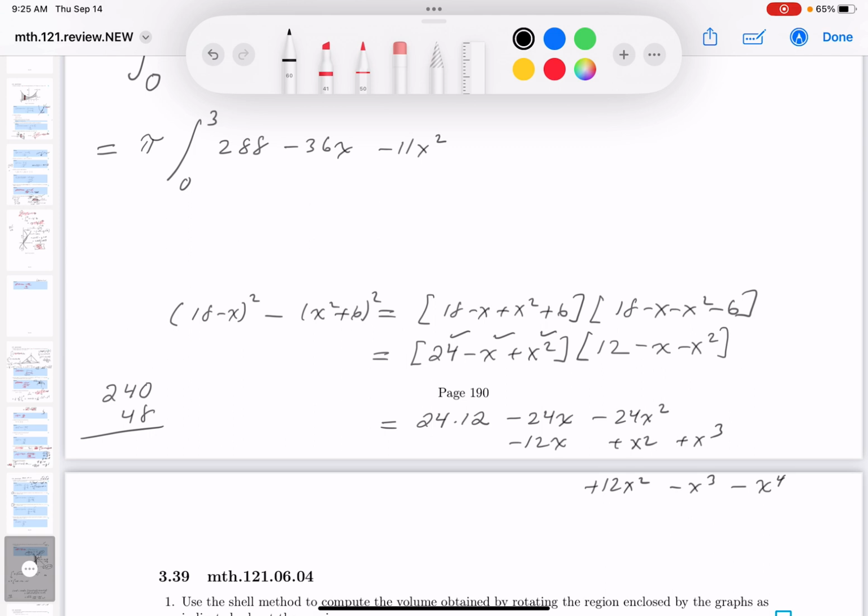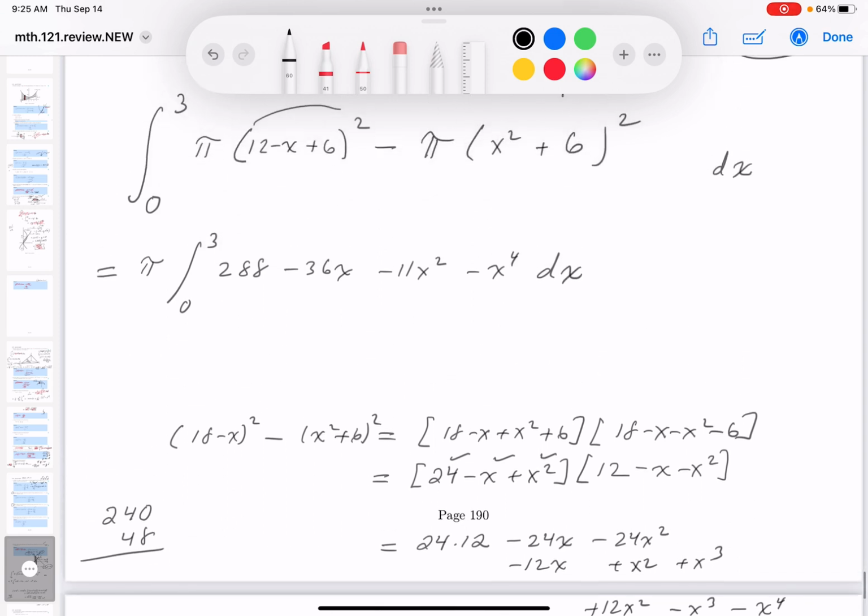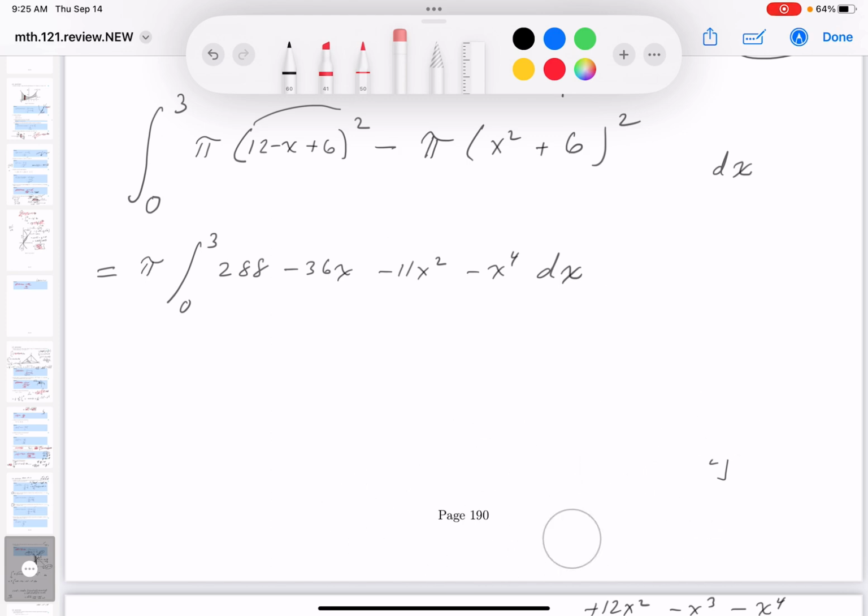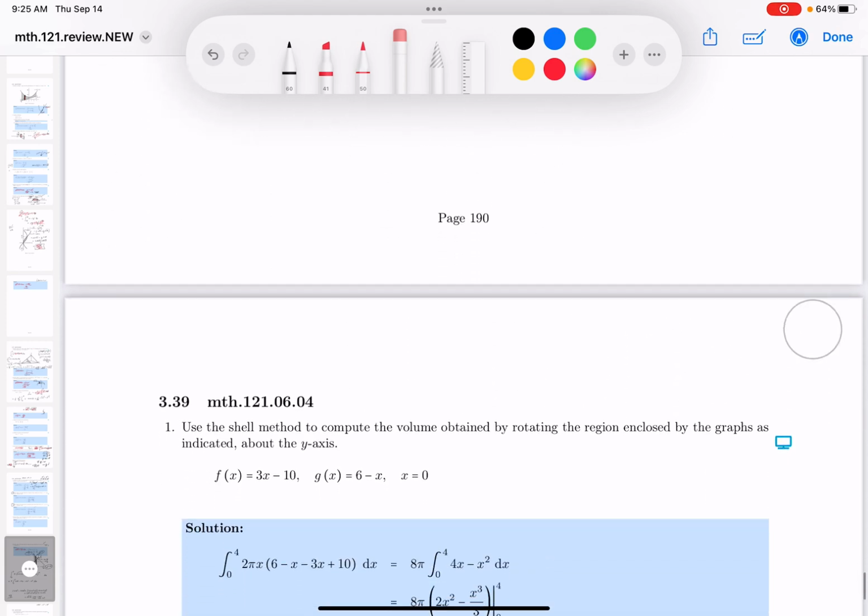Let me make sure I did that right. Minus 12 plus 1 minus 11. The x cubes disappear, and then you just get minus x⁴ dx. All right? And I'm going to clean up as I move along. I'm kind of done with some of this stuff over here, including if it's wrong. I mean, if it's wrong, I'm not going to get the answer they got.